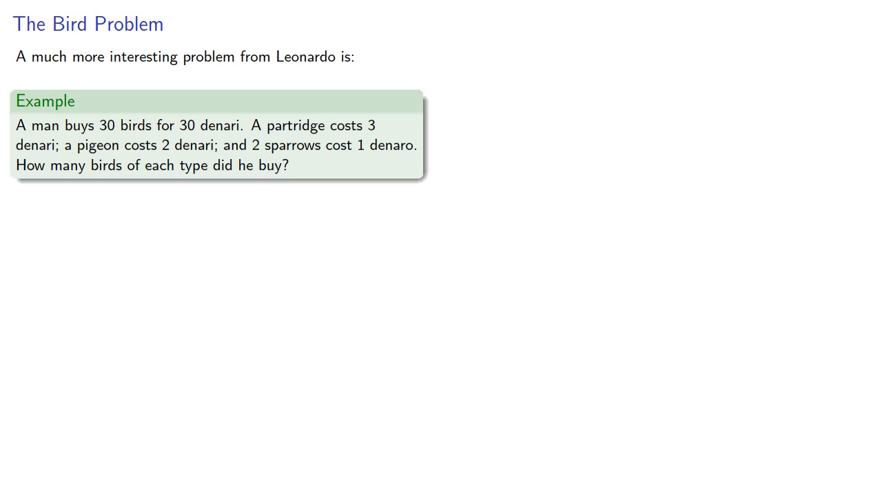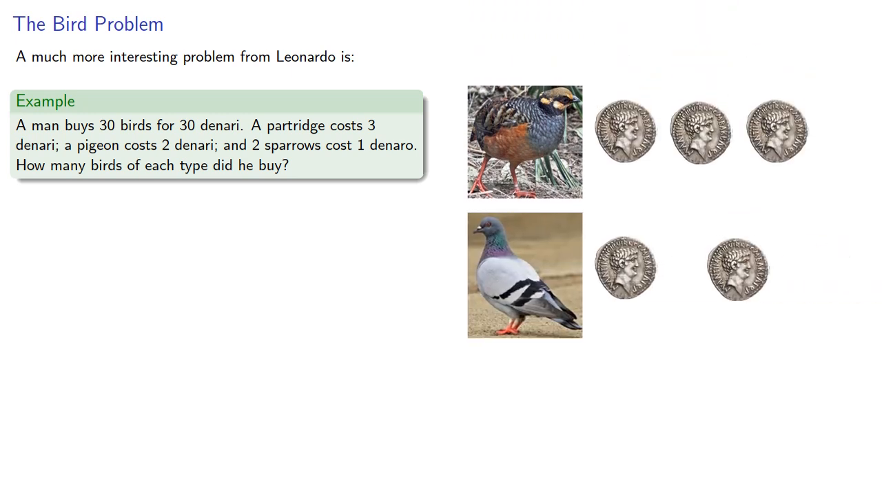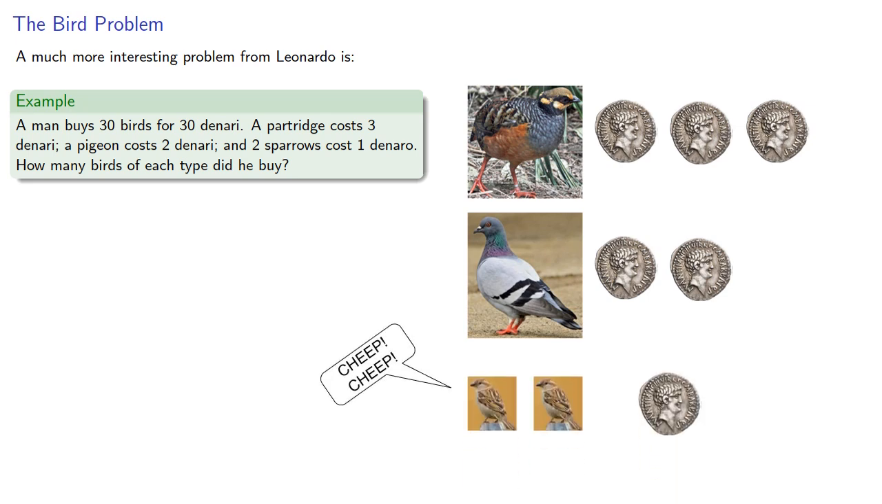A much more interesting problem from Leonardo is the following. A man buys 30 birds for 30 denarii, a denarii being a unit of currency. A partridge costs 3 denarii. A pigeon costs 2 denarii. And sparrows are 2 for 1 denaro.